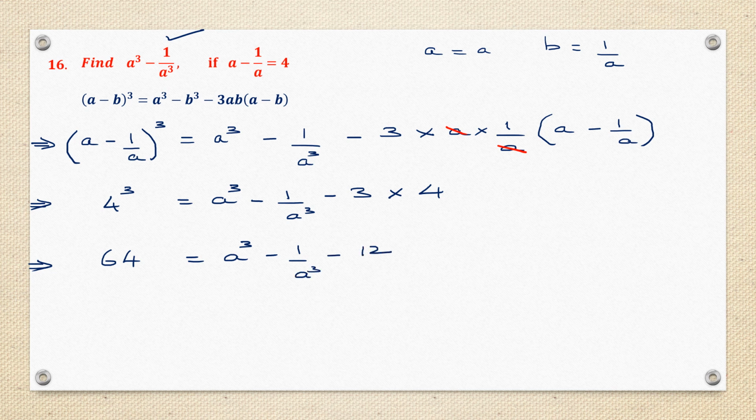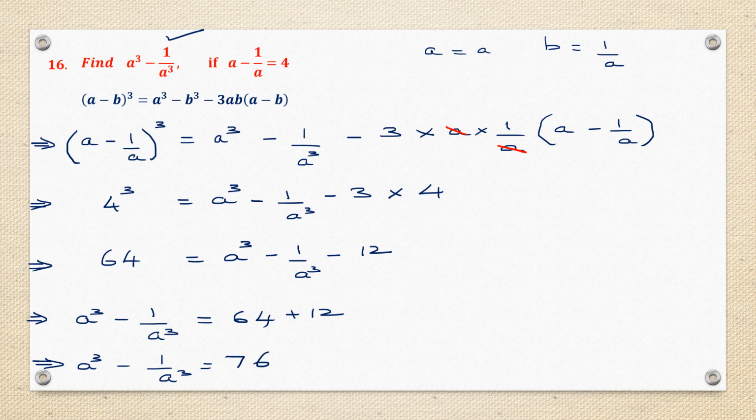Now, since we have to find out a cube minus 1 by a cube, I'm taking it to the left hand side. So here it will be a cube minus 1 by a cube. On the other side, we have 64. Now we are going to move this minus 12 this side, so it becomes plus 12. So a cubed minus 1 by a cube is equal to 76. So this is our answer, 76.